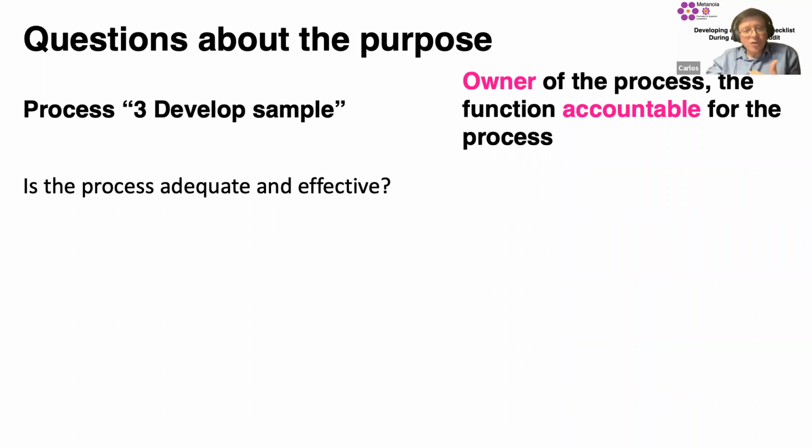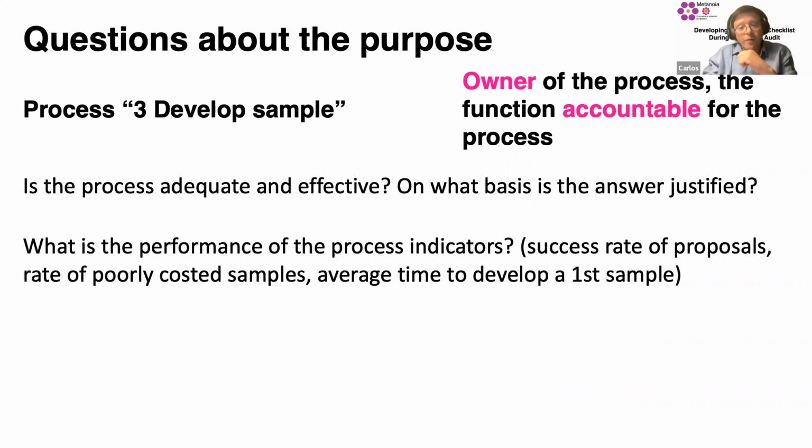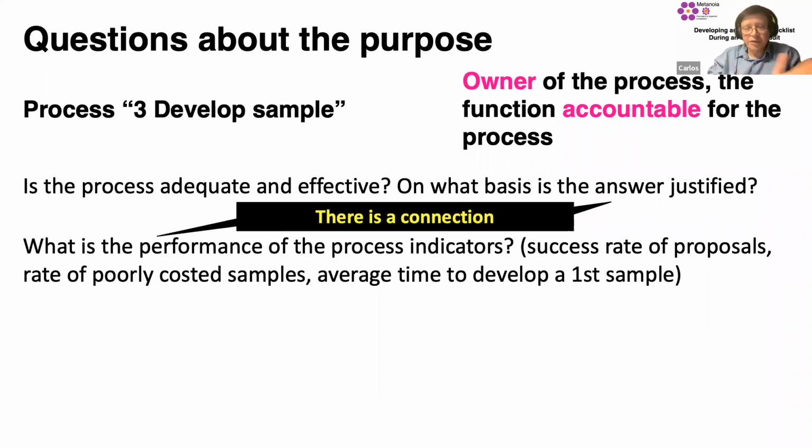Normally, less experienced auditors take an answer as evidence. They ask a question, they receive an answer, and they move on without seeing any evidence supporting the answer. So, on what basis is the answer justified? You are asking for evidence. Then you can ask, what is the performance of the process indicators? Success rate of proposals, rate of poorly costed samples, average time to develop a first sample. So there is a connection between the previous answer and this question.